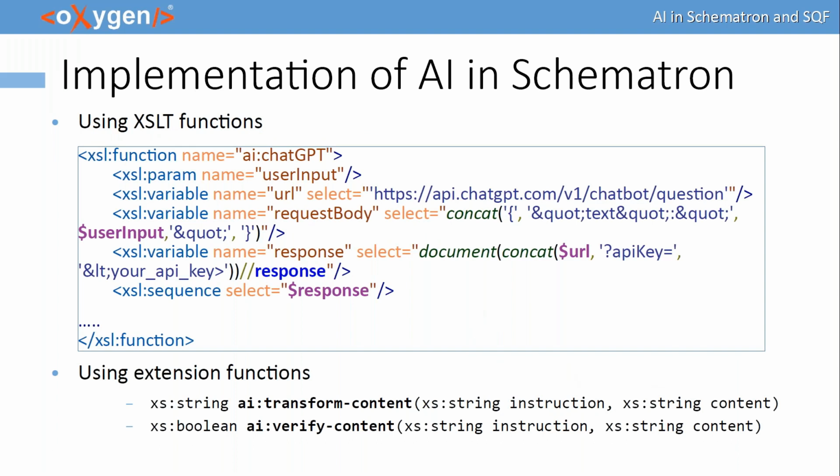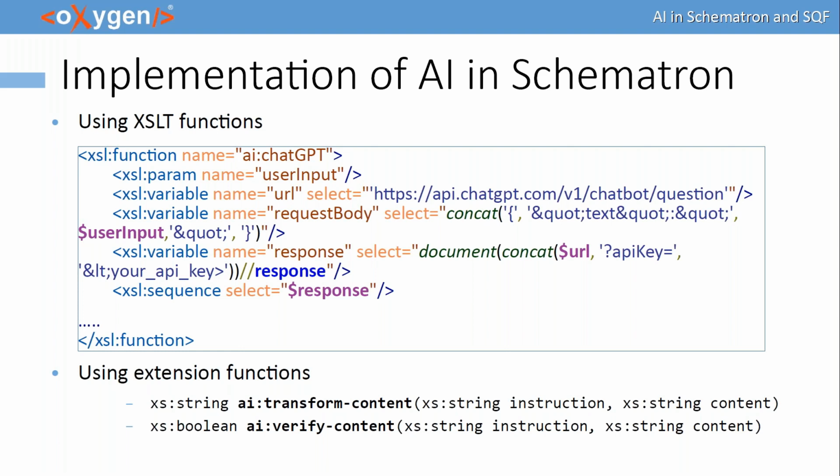How can you implement this support in Schematron? One solution would be to have an XSLT function that calls the API from ChatGPT or another API. There are some challenges here, because the API may not return the content that you want, and you need to process it. You also may need to pass a key to the API. So maybe it's not so simple to use an XSLT function.